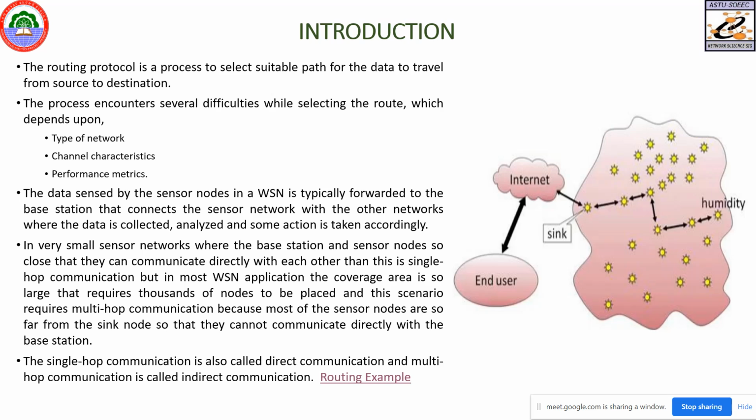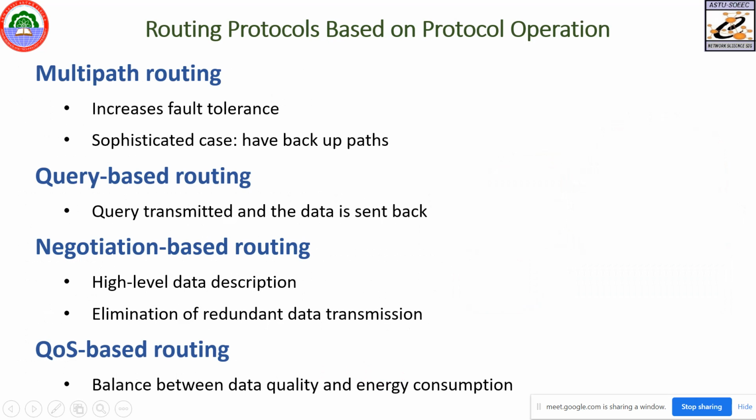Here, the routing protocols are categorized in two ways. One is based on the architecture of the network, and the second one is based on the protocol operation. These are the two basic categories we are going to discuss in this class. Let us go for the protocol operation.